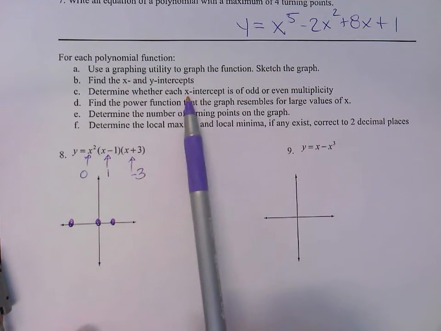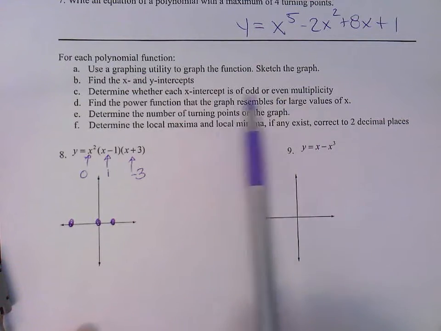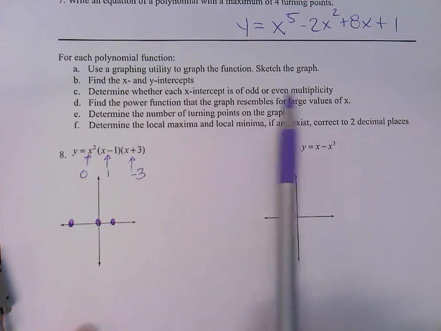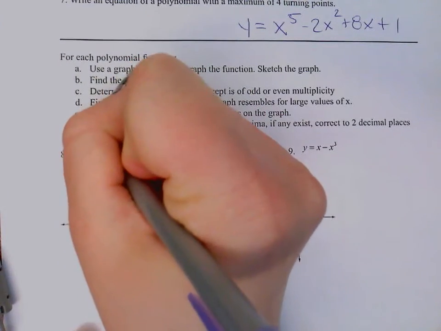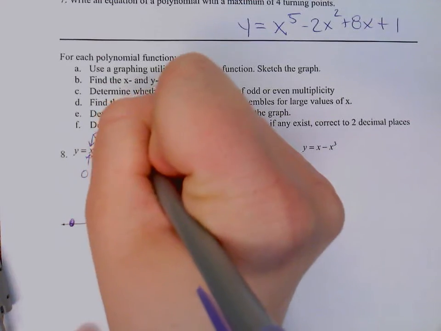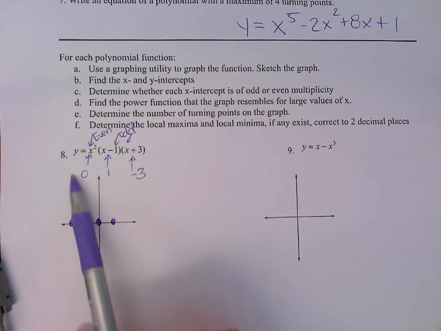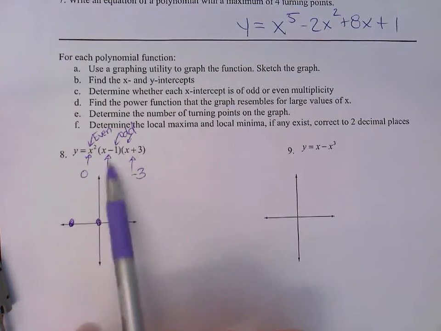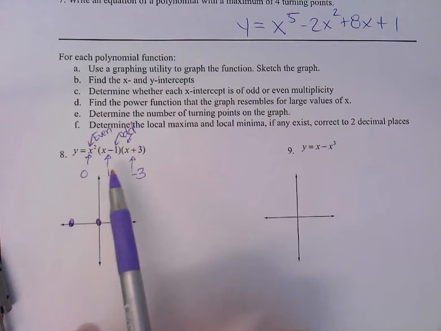Determine whether each x-intercept is odd or even multiplicity, because remember that determines if it's going to cut through or bounce off the x-axis. So this is even multiplicity, right? But these two are both odd because they only have a power of 1. So we're going to bounce off at 0 and cut through at 1 and -3. I'm going to store that information for a second.